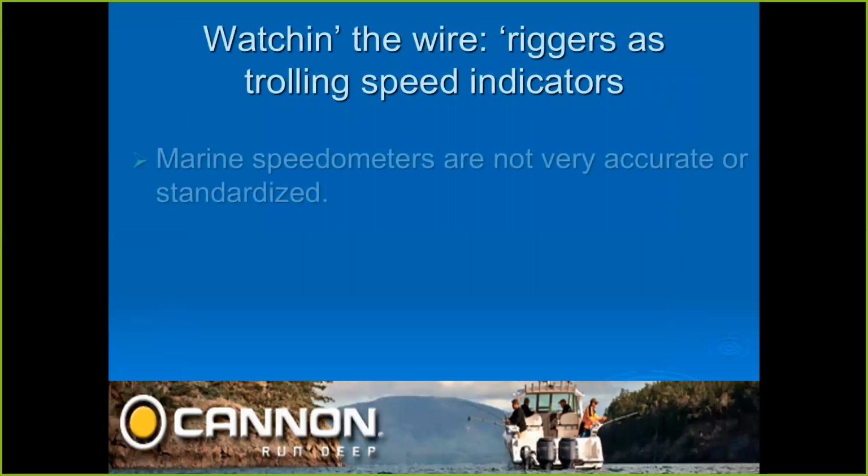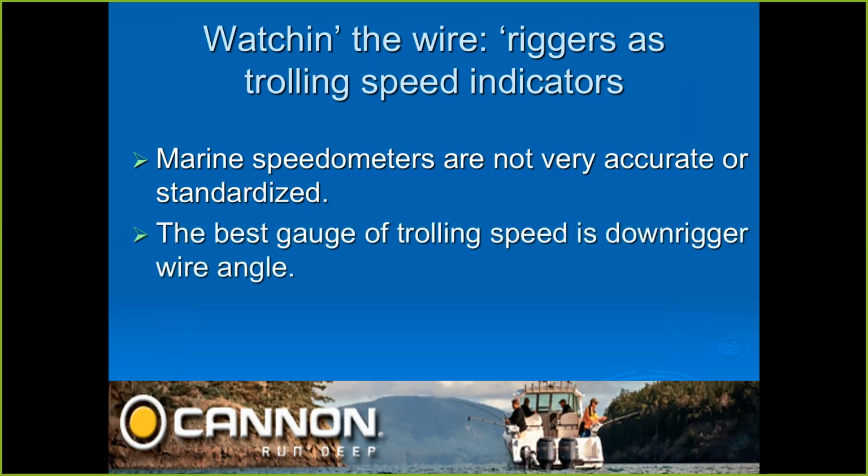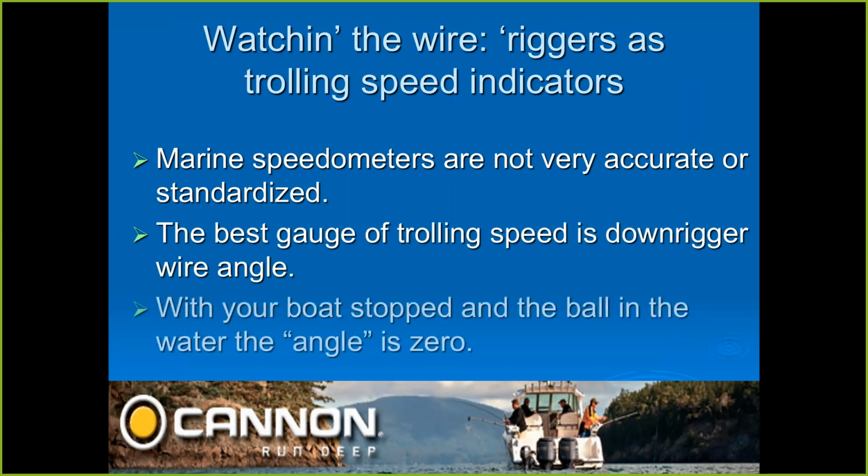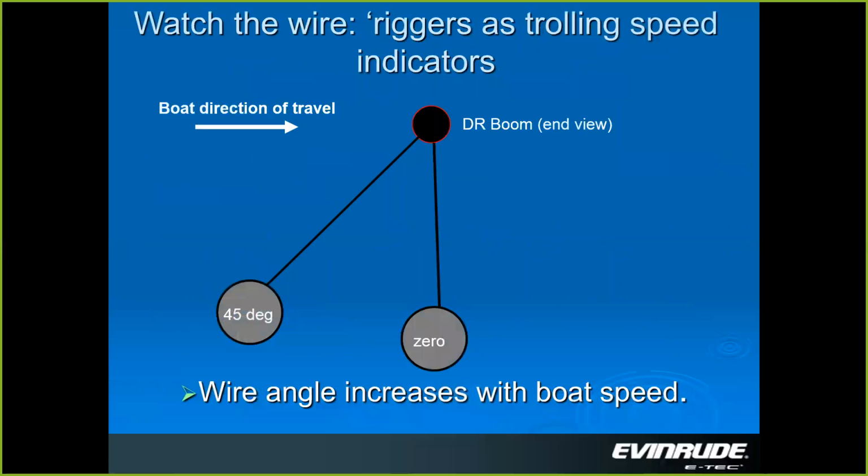We also need to watch our wire, because your downrigger wire angle is really the only thing on your boat that takes into account all the factors affecting the motion of your boat. So obviously with your boat stopped, ball in the water, the angle is going to be 0. When we start moving the boat, we start developing this angle. It is this angle from the boom tip to the water line that we really want to monitor and manipulate for maximum fishing attraction.